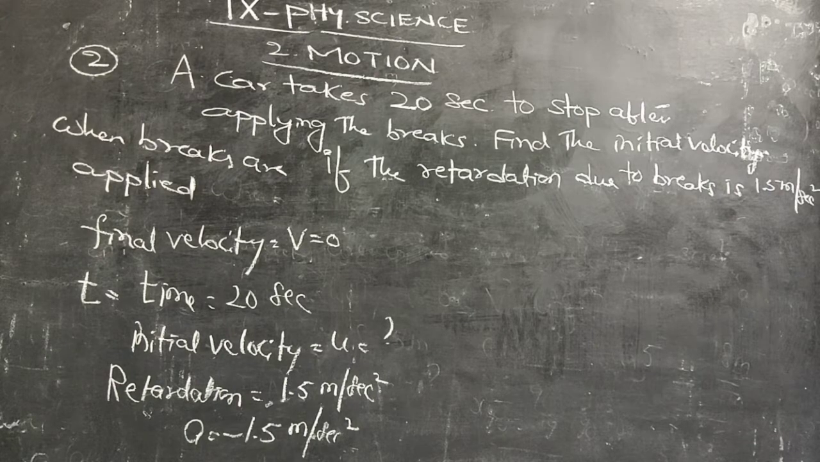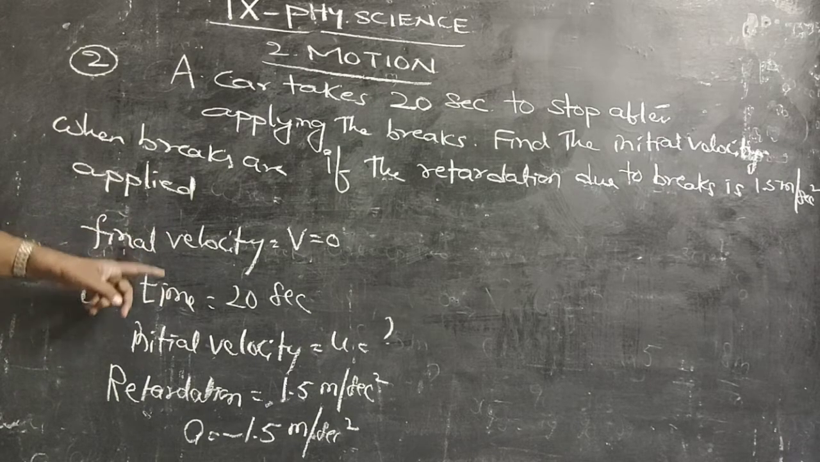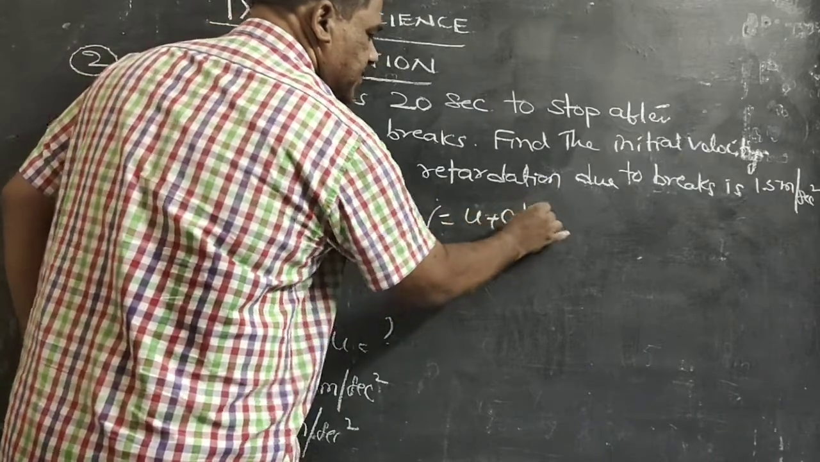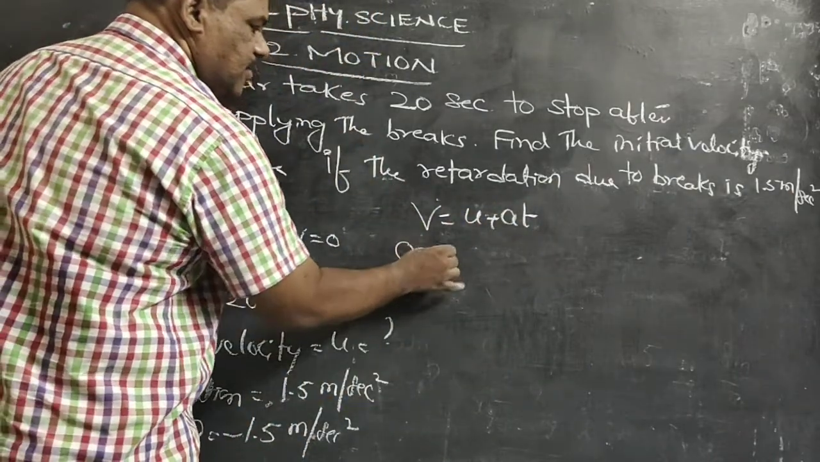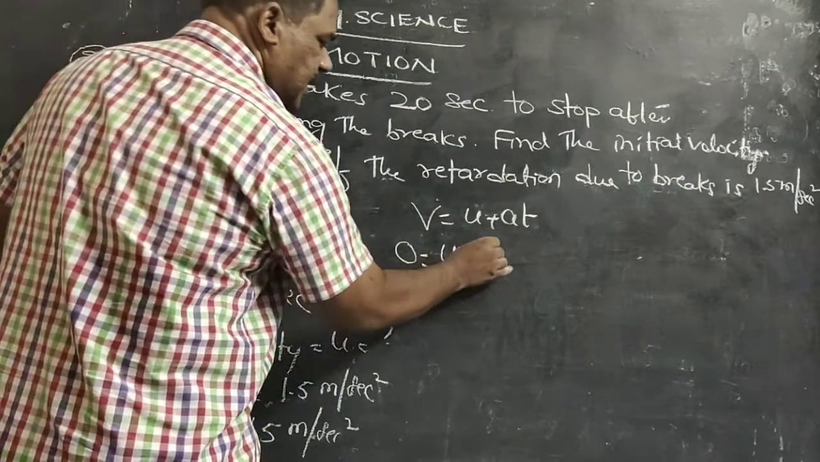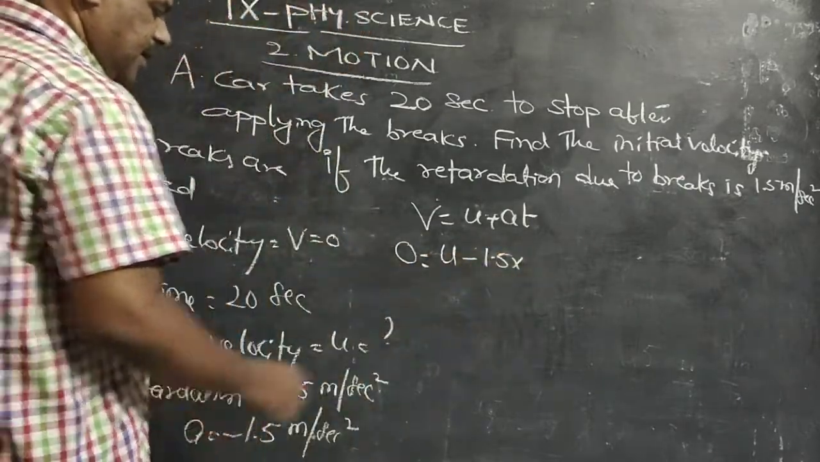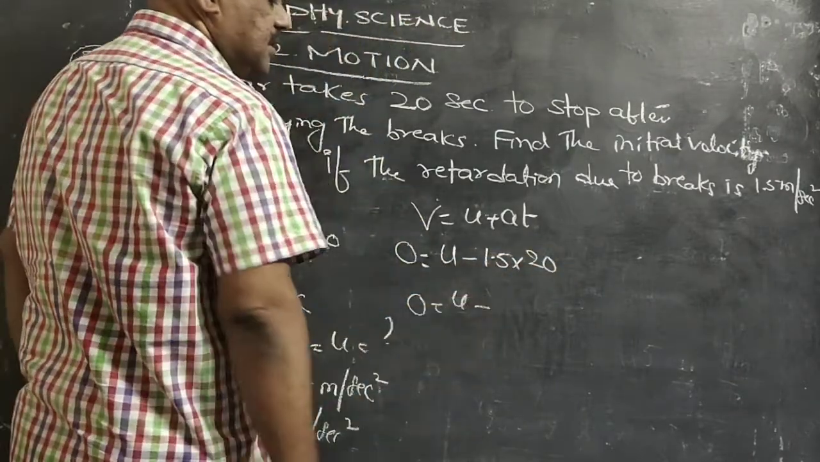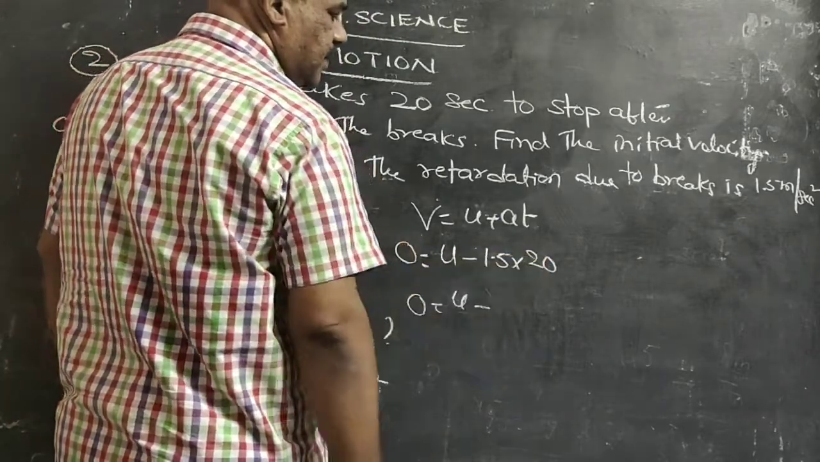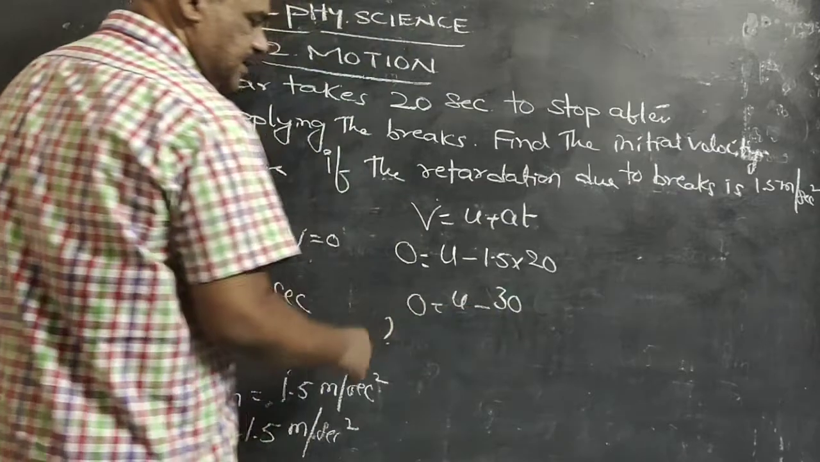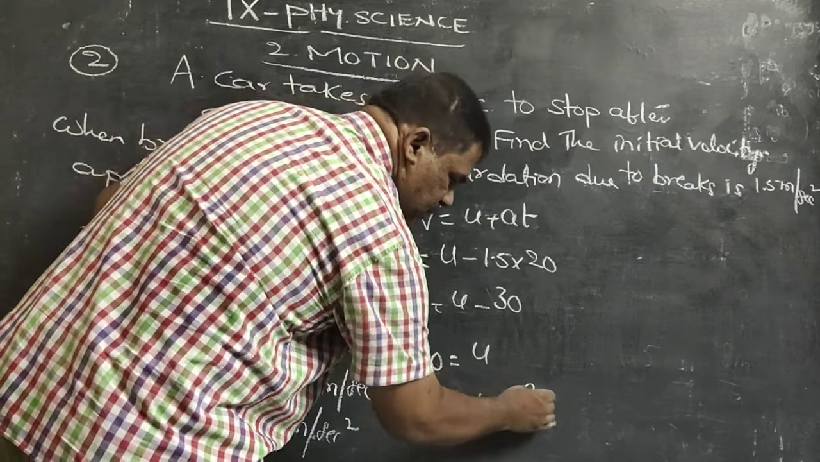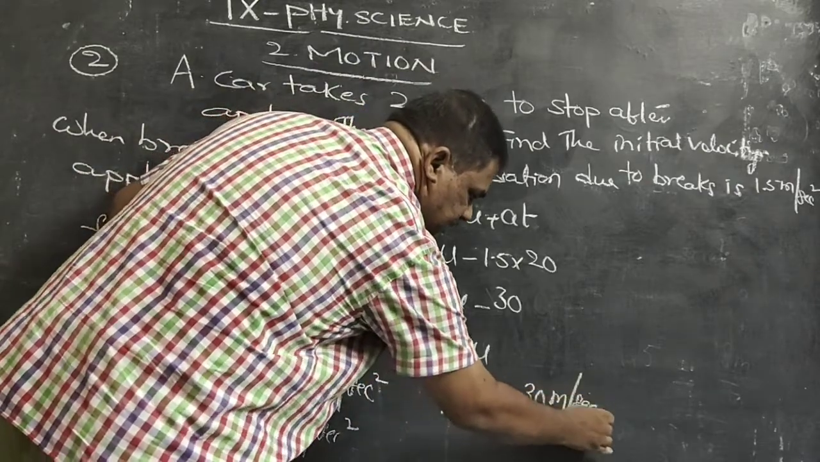v is equal to u plus at. Here v is there, u is there, t is there. So let us take v is equal to u plus at. Final velocity is 0. Initial velocity we have to find. Acceleration is minus 1.5. Time is given as 20. So 0 is equal to u minus 1.5 into 20. 15 twos are 30. Sending minus 30 to this side, 30 is equal to u. Therefore, initial velocity u is equal to 30 meters per second.